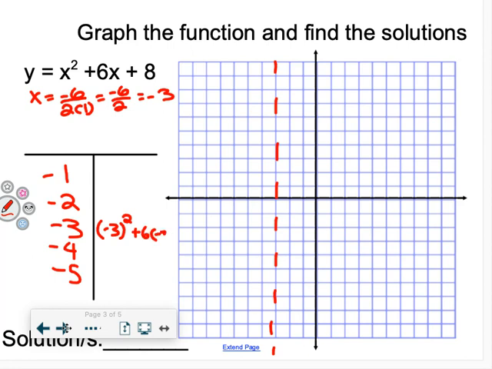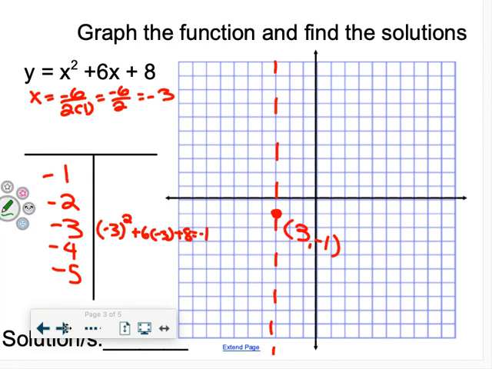Plus 6 times negative 3 plus 8. So if we have negative 3 squared, we get 9 minus 18. So now we're at negative 9 plus 8. That gets us to negative 1. So our vertex is right here at (-3, -1).